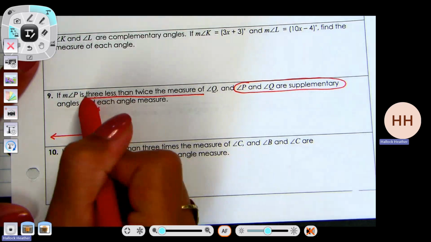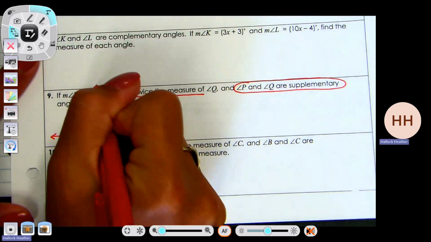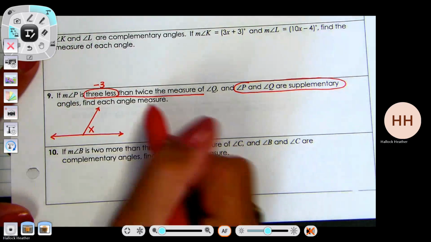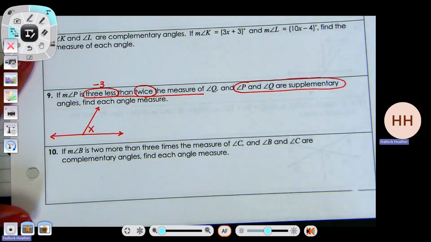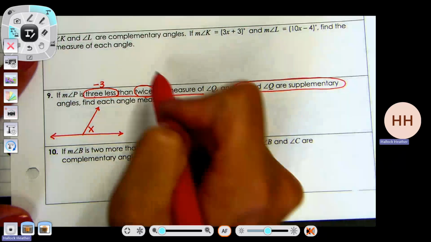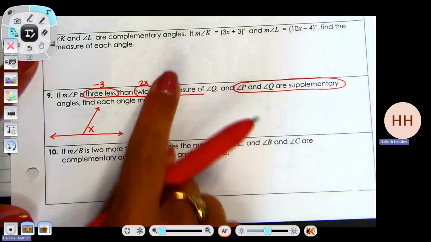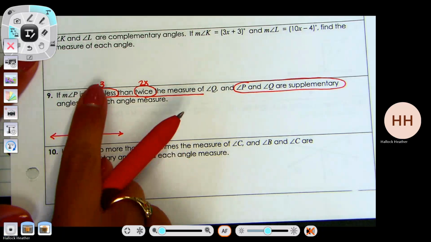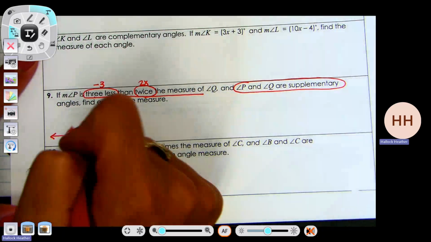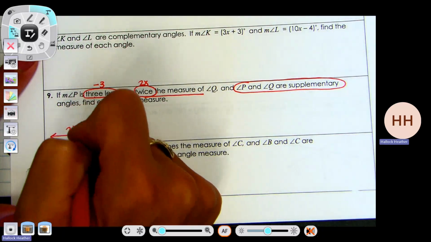what does 3 less mean? Subtract 3, okay. What does twice mean? Multiply. So what would be maybe my equation? 2x minus 3. Twice means I'm doubling whatever I'm talking about, which in this case is x. 3 less than that is minus 3. So my little saying is 2x minus 3.